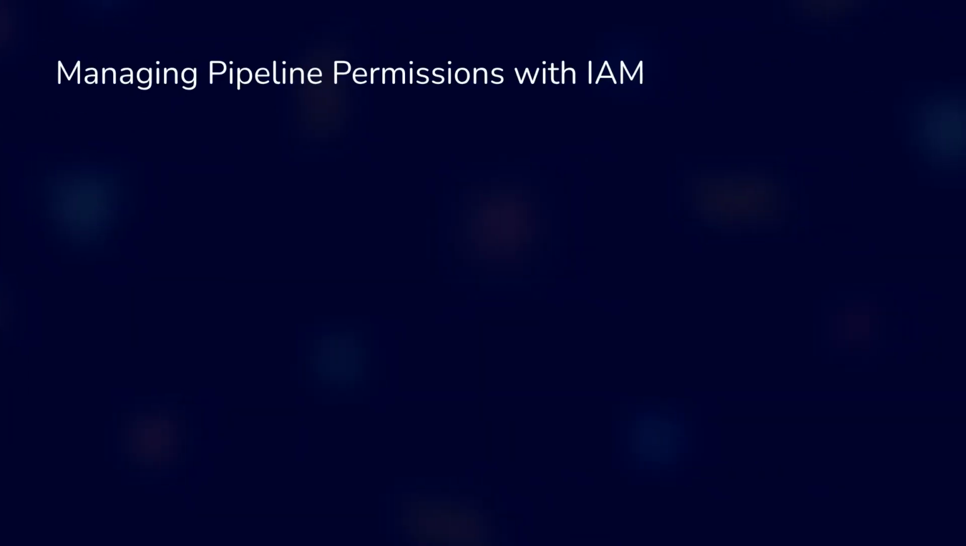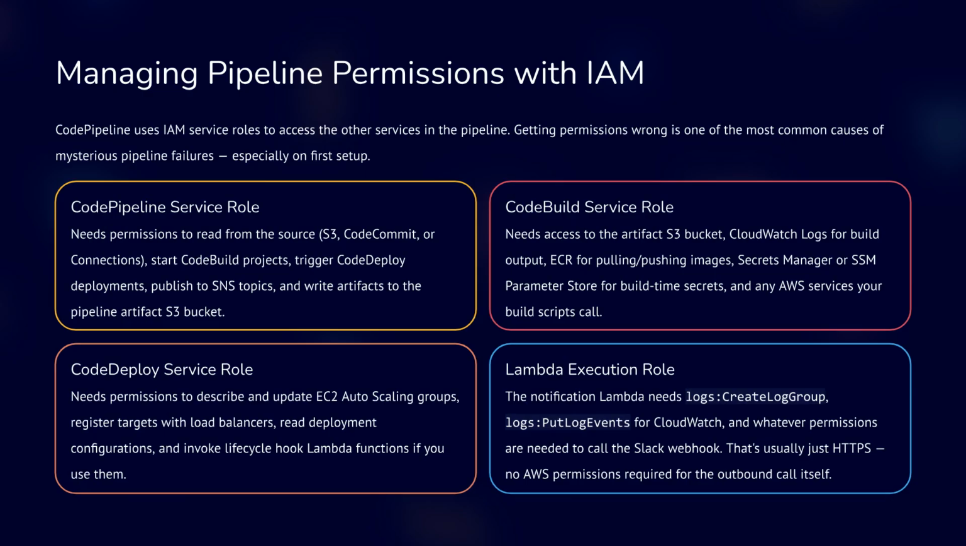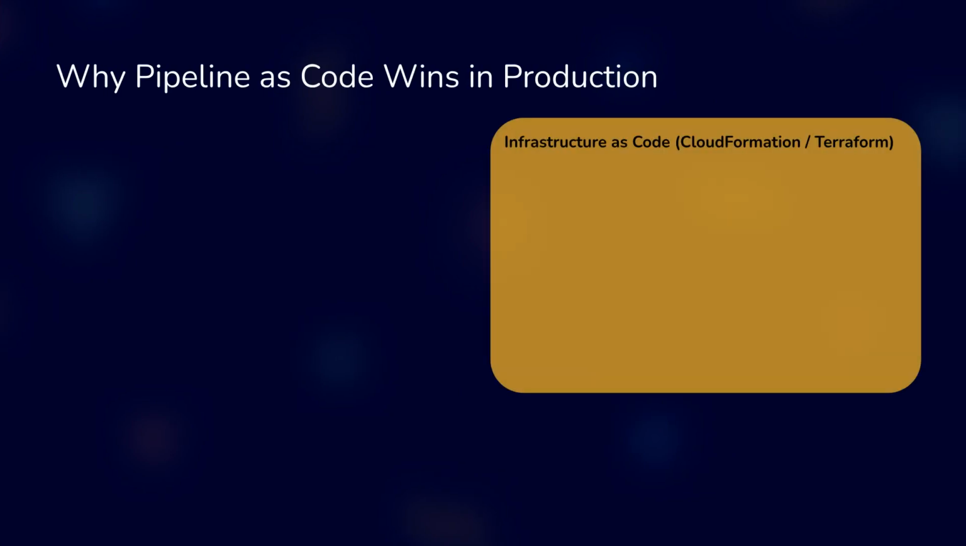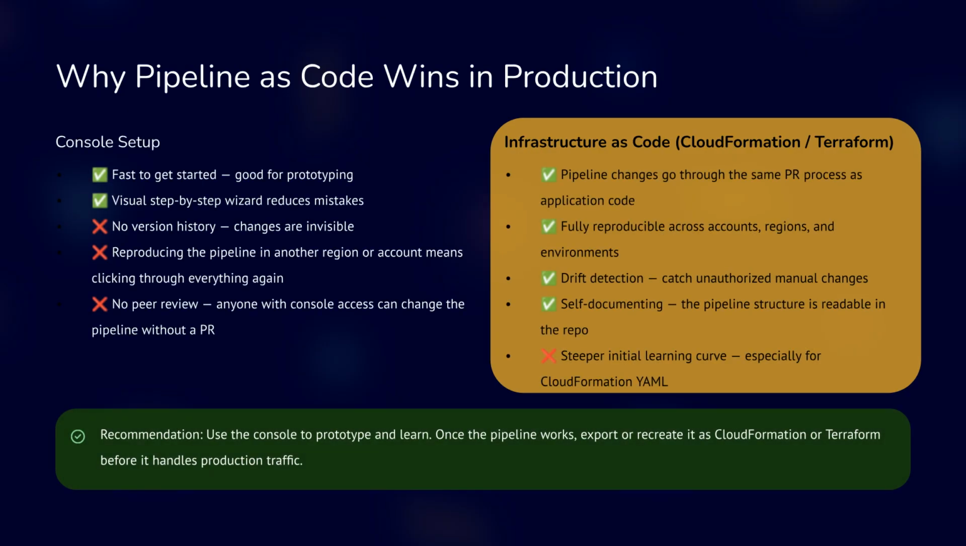IAM service roles are crucial for CodePipeline, CodeBuild, and CodeDeploy to access other AWS services. Ensure each service role has the minimal, necessary permissions to prevent security risks and pipeline failures. Let's compare building your pipeline via the console versus defining it as code. Pipeline as code, using CloudFormation or Terraform, is preferred for production. It offers version history, peer review, full reproducibility across environments, and helps prevent unauthorized manual changes. The console is great for prototyping.